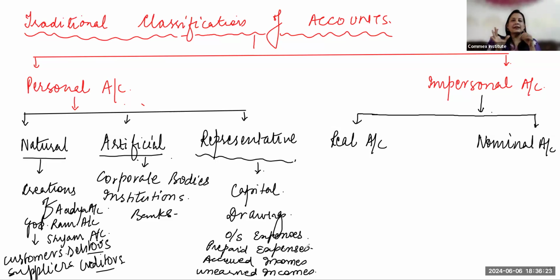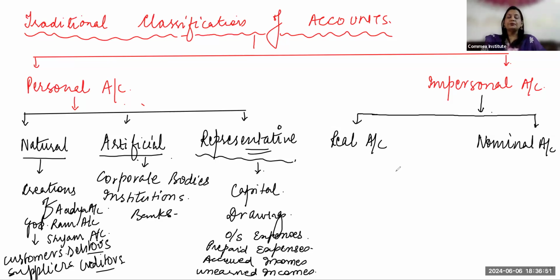Okay, so is this personal account clear? We have 3 categories: natural, artificial, representative. You have to remember the examples, especially of representative, because many times confusion will come. Capital account is not a natural personal account. It is basically representing me, and therefore it is a representative personal account. Personal account here, but it represents.